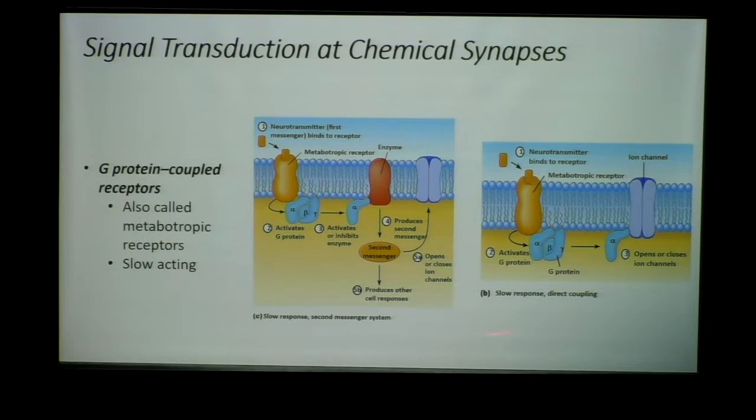Or we can have that subunit directly activate that channel, right? So we can have a second messenger do the activation, which is a bit more of a lengthy process, or we can have the G protein subunit directly coupled to that ion channel and bringing about a cellular response. So these are two options for our slow or metabotropic receptors.